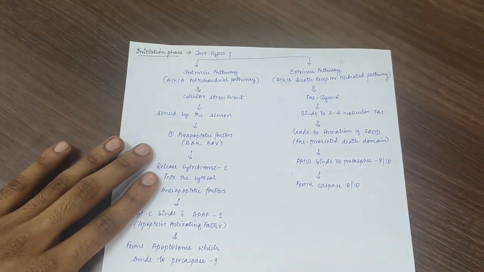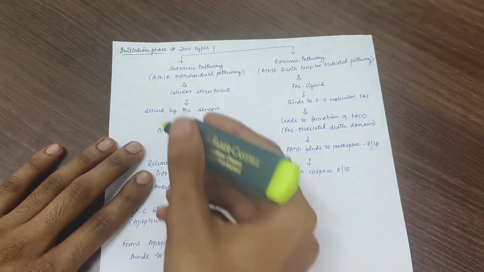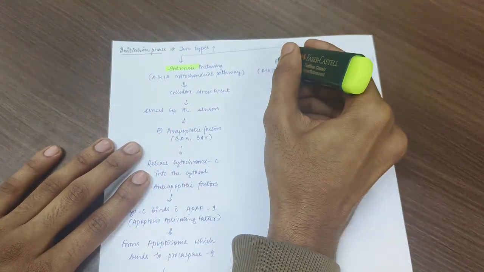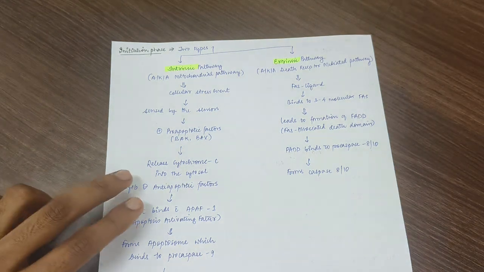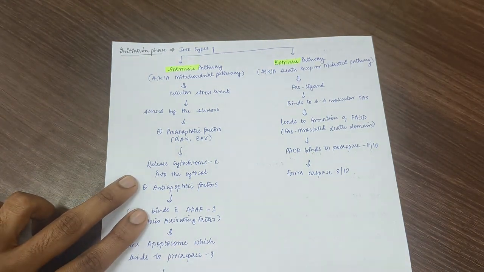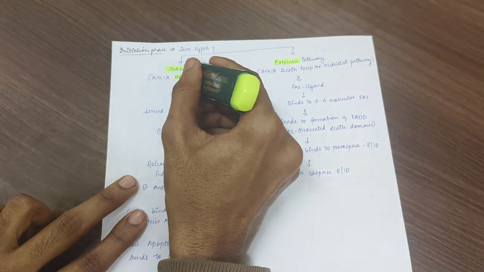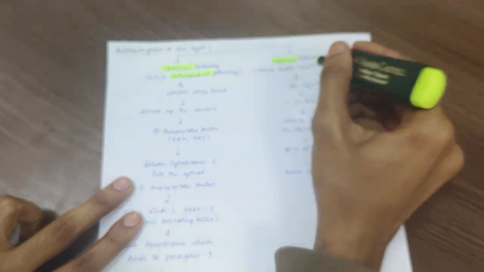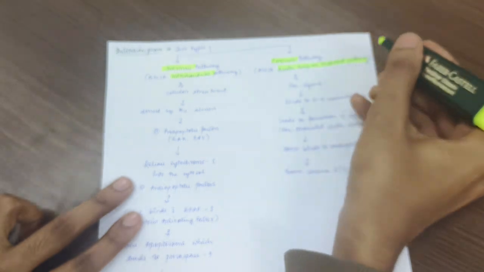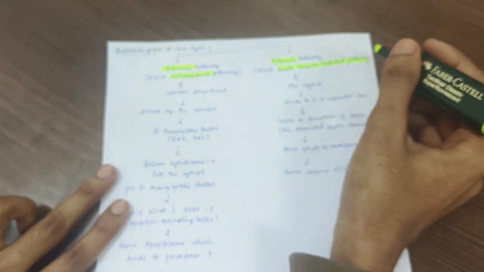In the initiation phase, you are going to mention two pathways, that is the intrinsic pathway and the extrinsic pathway. The intrinsic pathway is also called the mitochondrial pathway. The extrinsic pathway is also called the death receptor mediated pathway.